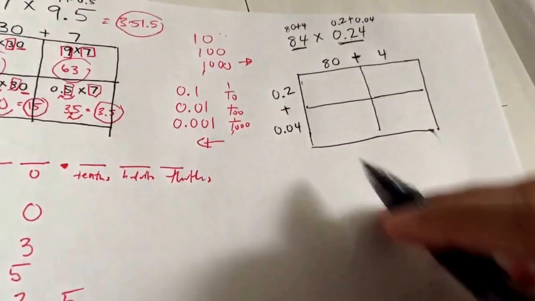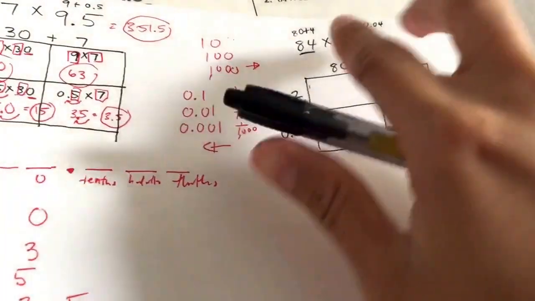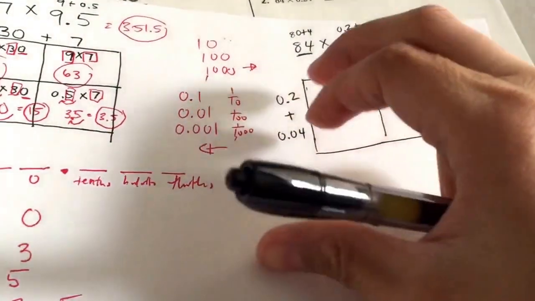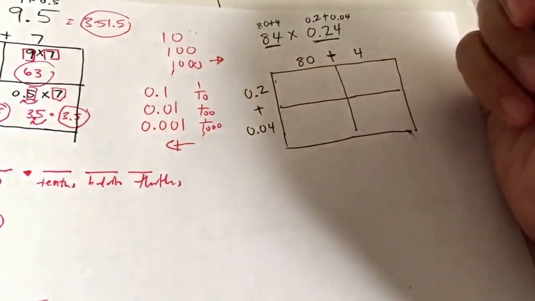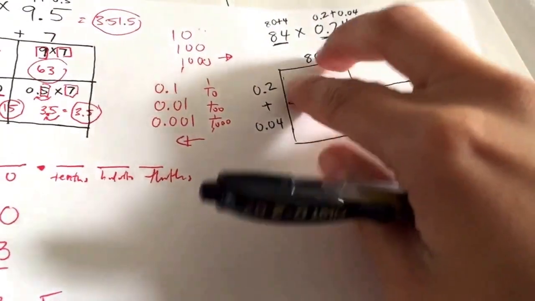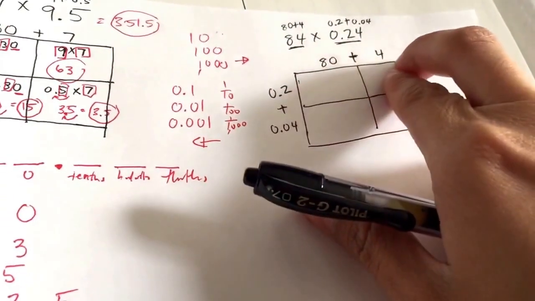So hopefully you have that one correct. Now, that's step 1: breaking down the numbers so you have your 2 numbers on top and your 2 numbers on the side. Step number 2 is writing out your equation. So hopefully for this box, you're going to multiply these 2 numbers. This box, you're going to multiply these 2 numbers.